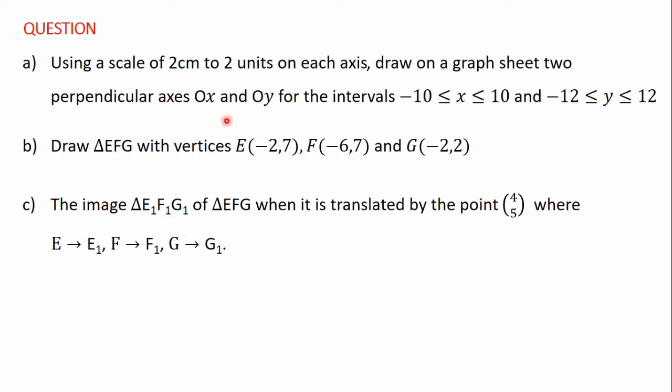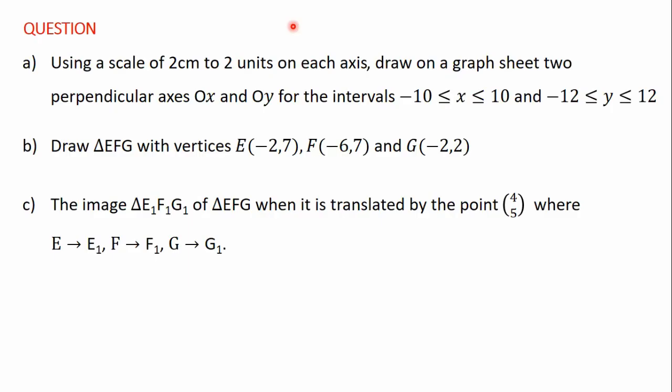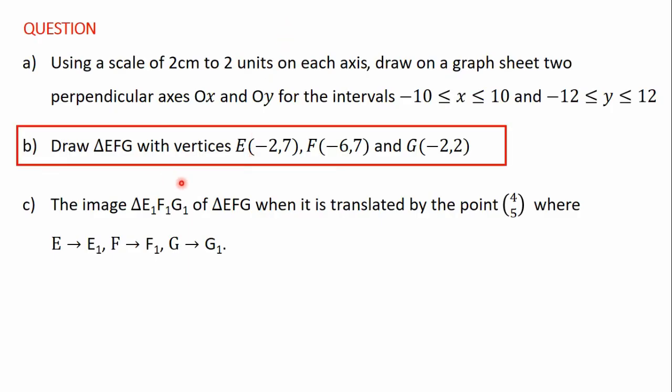So let's start. We have our graph sheet here. This will be my x-axis and this is the y-axis. The scale is 2 centimeters to 2 units. So we number the x-axis from -10 to +10 and the y-axis from -12 to +12. So we have answered the first part of the question. We are now moving on to the second part.